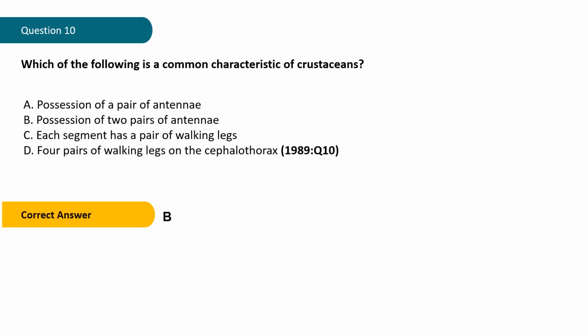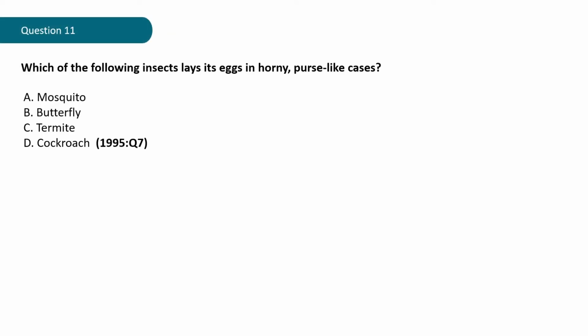Question 11. Which of the following insects lays its eggs in horny, purse-like cases? A, mosquito, B, butterfly, C, termite, D, cockroach. That question is gotten from the year 1995, question 7. Why not give that a try?